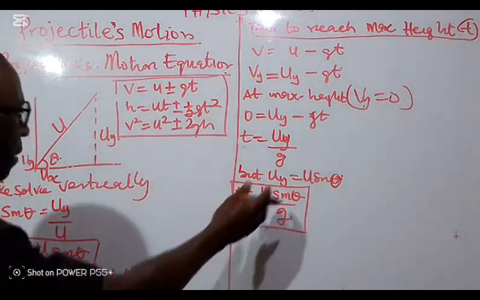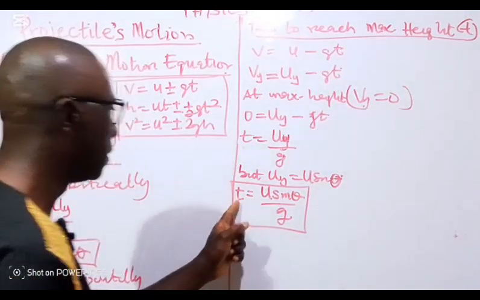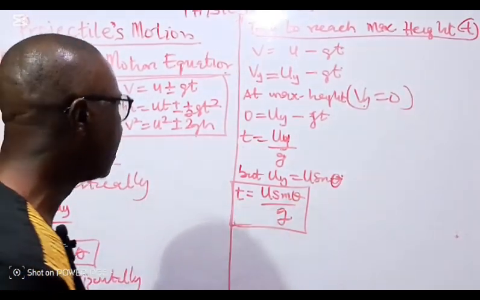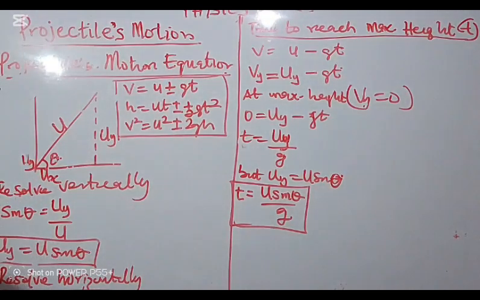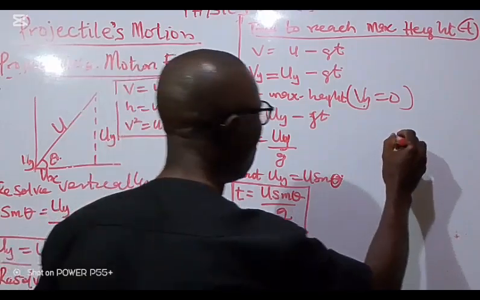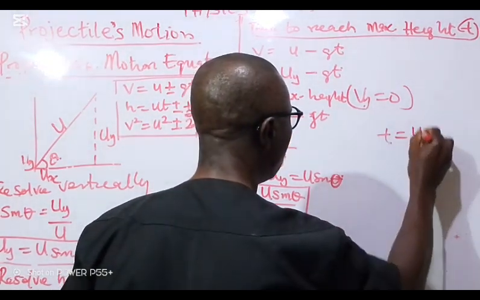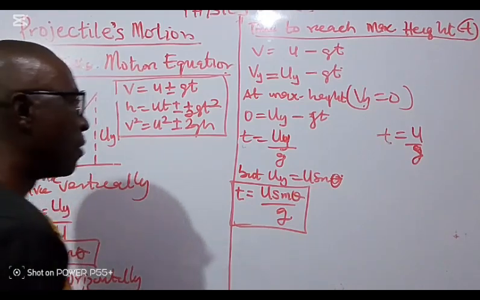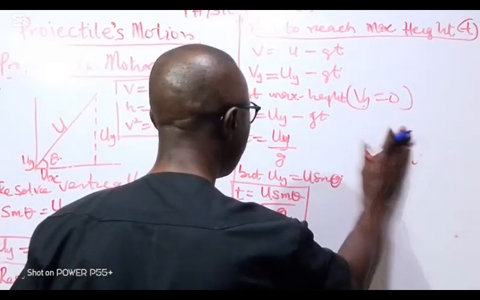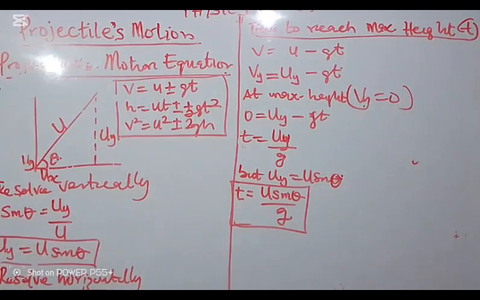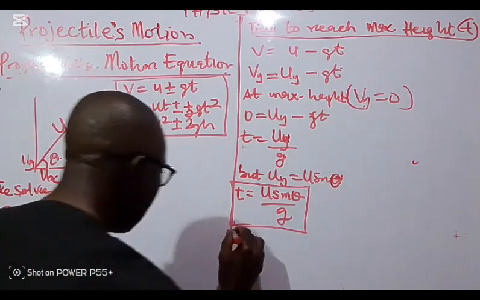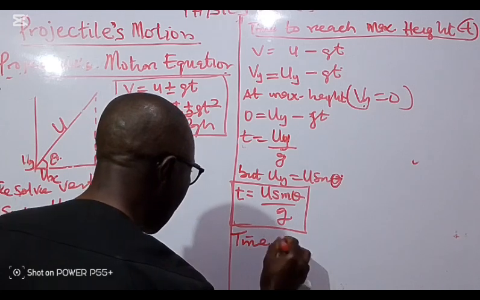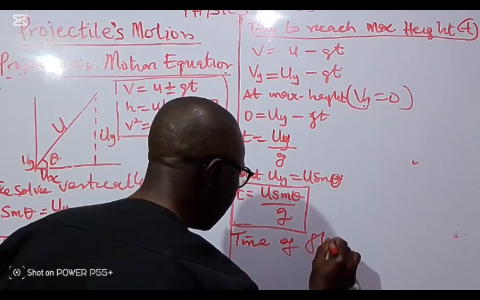So T now is equal to u sine theta over g for time to reach the maximum height. And if you can still remember what we did under motion under gravity, time to reach maximum is T equal to u over g. Here angle is involved, so T is equal to u sine theta over g. Now the next one is time of flight.